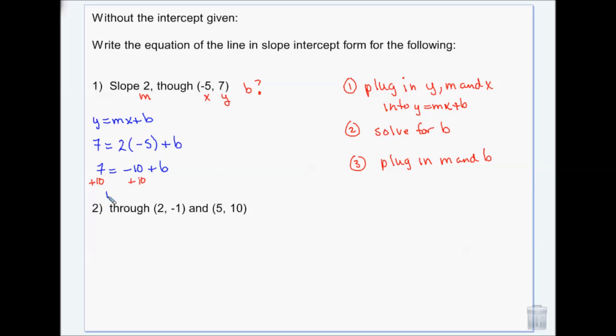And you get b is 17. Okay, so now we found b, and we plug that into the equation with the m. So our equation of the line is going to be 2x, where 2 is the slope, plus 17.